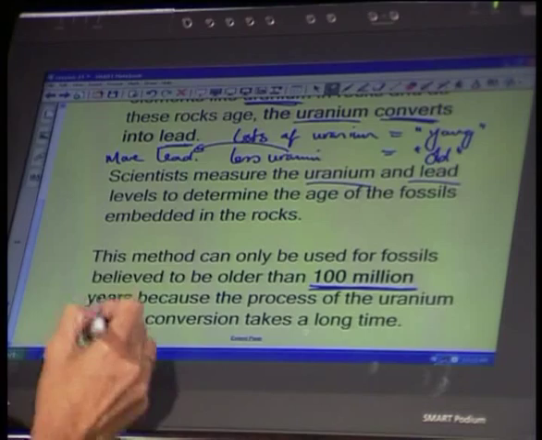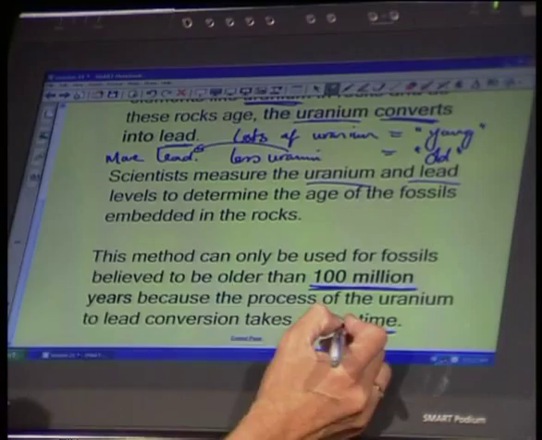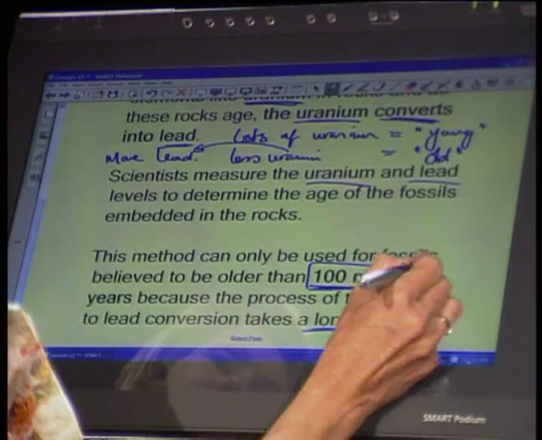Okay, so why? Because for the uranium to convert to lead takes a lot of years. And all they're doing is they're checking the amount of lead versus the amount of uranium in that rock that's around the fossil. All right, and when they've established that, then they know if it's 50-50, then they know this structure is about 150 million years old. But it's for anything that's over 100 million years, because otherwise there'll just be lots of uranium and no lead.